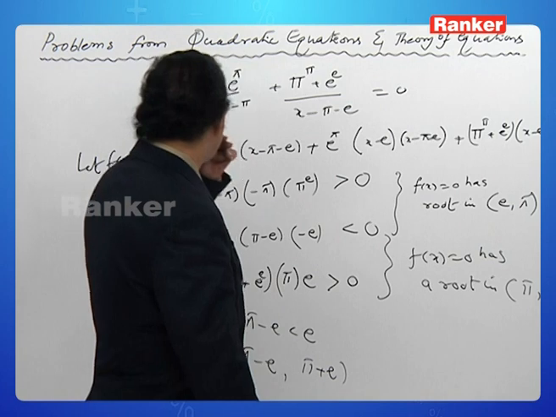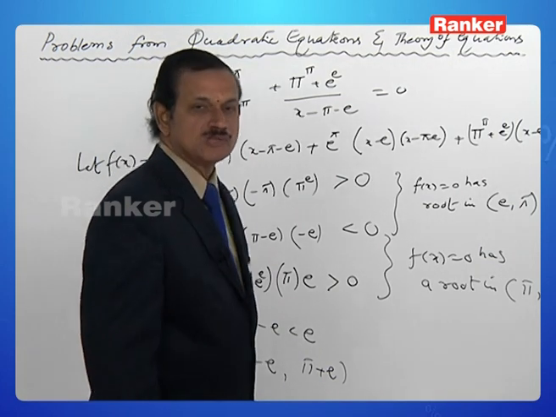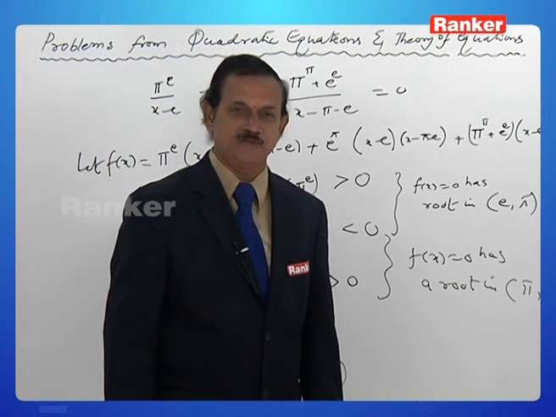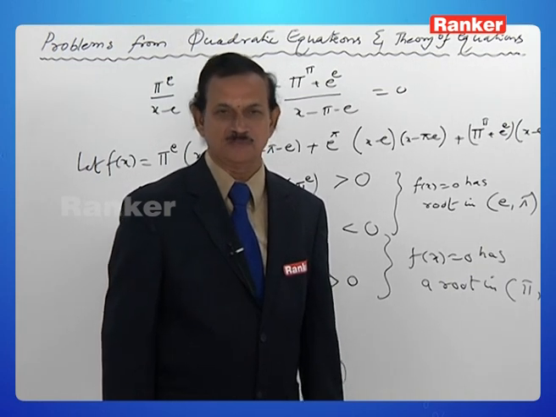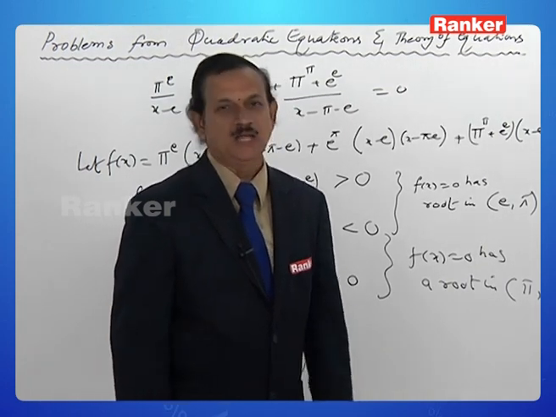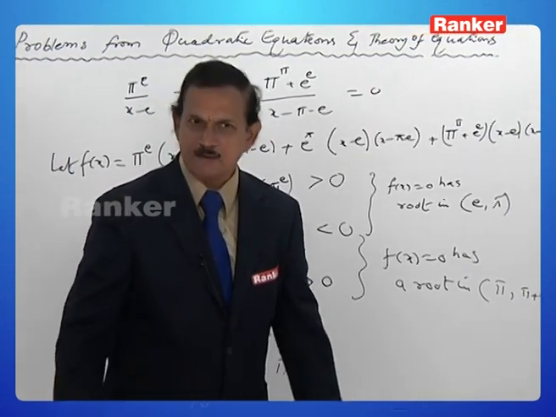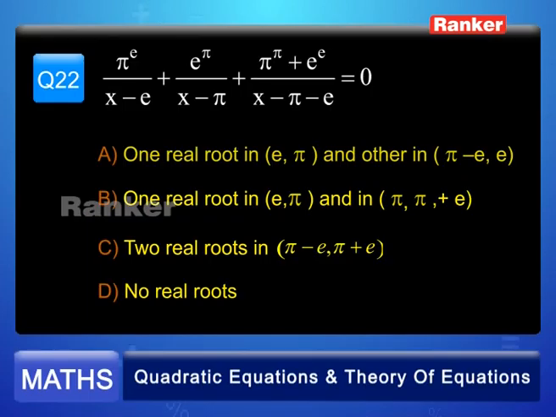In answering this question, we could have made use of properties of continuous functions. If f of a and f of b are of opposite signs and f is continuous, there is a real root of f of x equal to 0 between a and b. A famous result. Yes, of course.